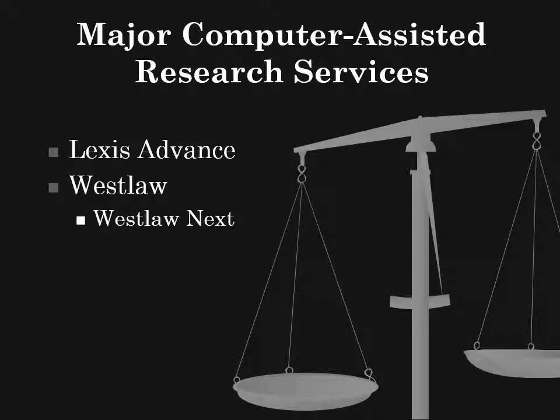So the two major paid computer-assisted research services are Lexis and Westlaw. They are now called, Lexis is called Lexis Advance, and Westlaw is back to just straight Westlaw. When you read your text, there'll be some discussion in there about how the names have changed. But they are now Lexis Advance and Westlaw, and I would anticipate sometime soon Lexis Advance will just go back to being just Lexis. So why the name changes?